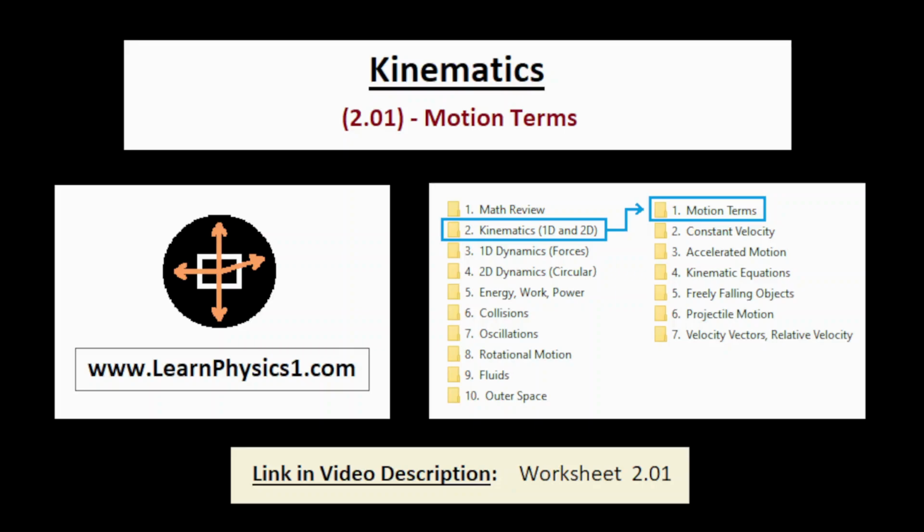In this video, I am focused on the terms and variables associated with motion. This is the first of 7 videos in my Unit 2 titled Kinematics.